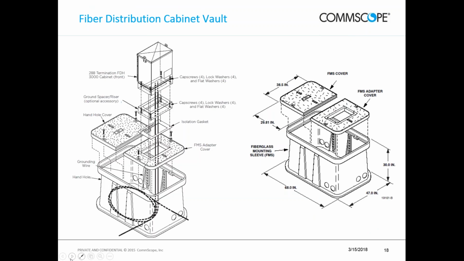So we look at the cabinet itself. How does it mount into the outside plant? This is, of course, the ground mount version. It sits on a riser pedestal, usually about 6 inches or so. It's a ground spacer, you could also call it. And then it sits on top of what they call a fiberglass mounting sleeve, or a FDH vault.